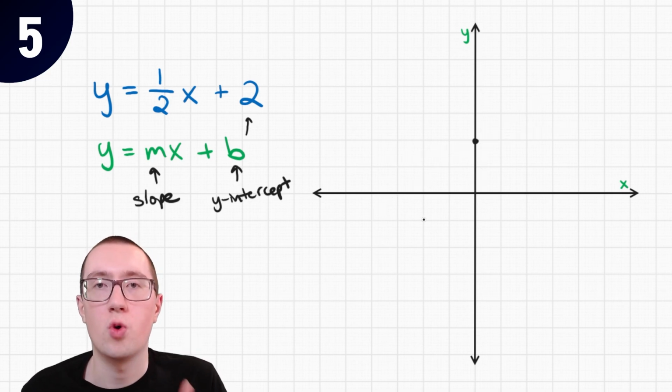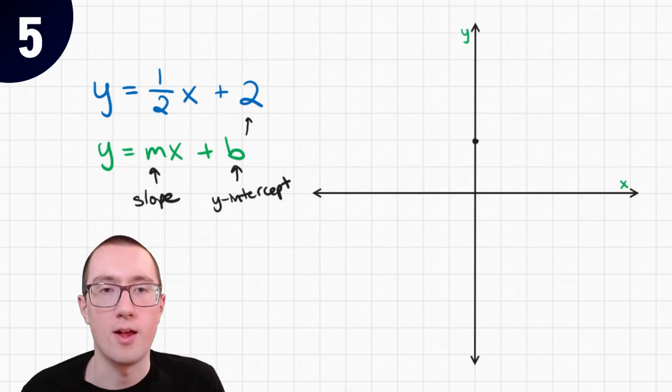But we do need one more point to be able to connect them up and make a line. So to figure out that second point, let's take a look at the slope, which is 1/2.